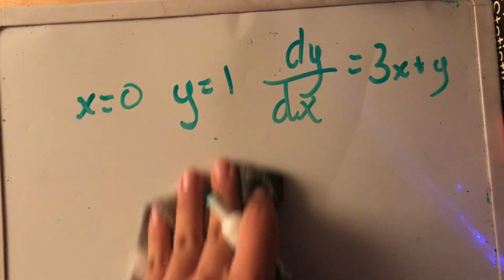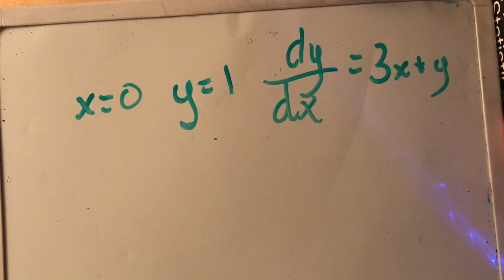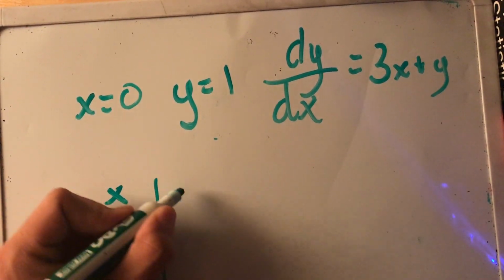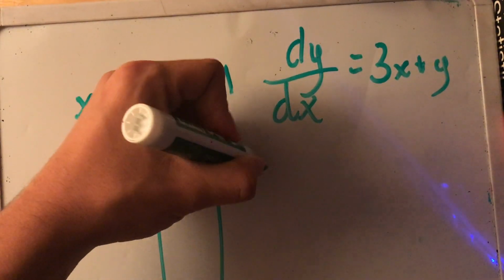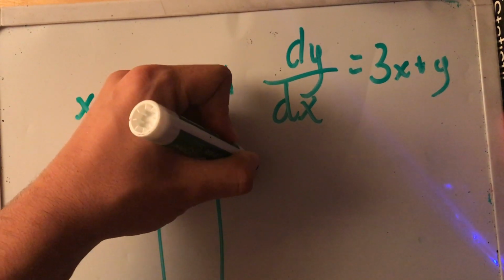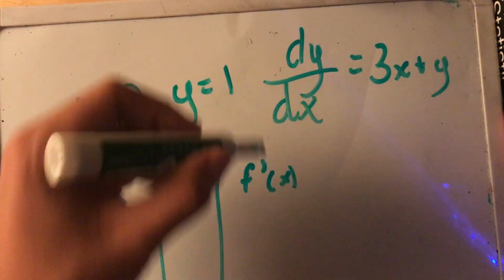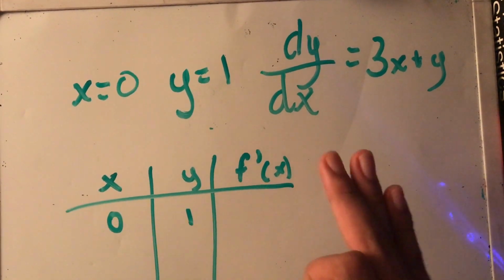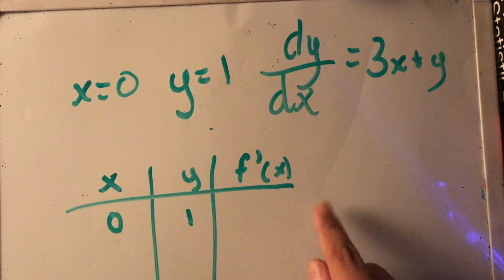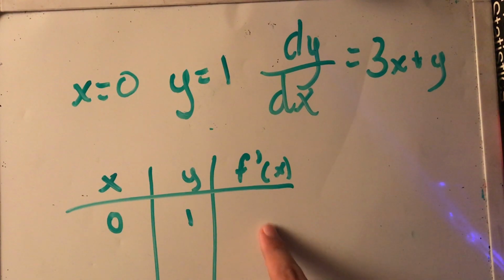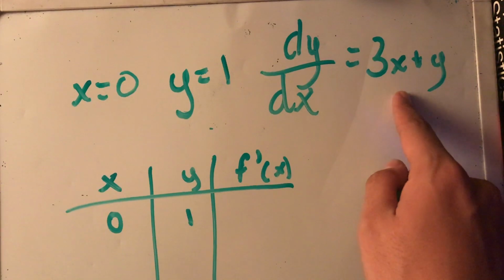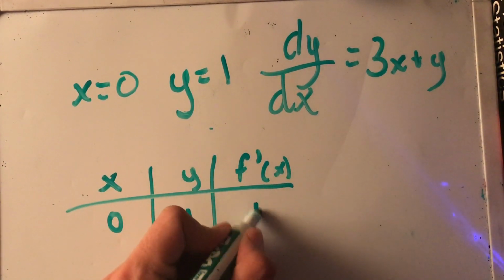So this is the equation that tells us the slope. We'll have three things here: our x value, our y value, and our derivative, basically f prime of x, which is just the equation's derivative. Our x at the beginning is 0, our y at the beginning is 1, and every one of these has the n value, and then we have our derivative, which we'll calculate here. 3 times 0 is 0, plus y, which is 1, is 1, so f prime is 1.